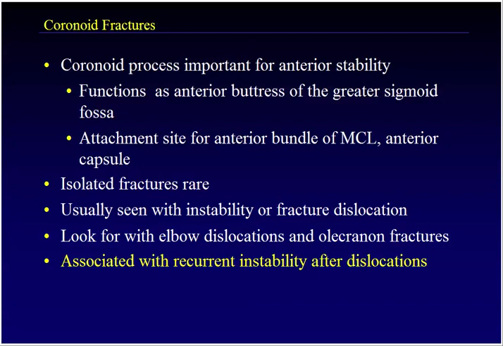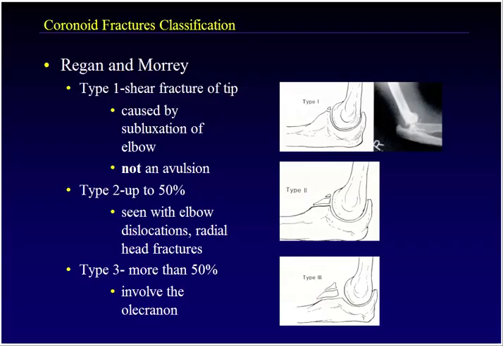And if you have a patient that has an elbow dislocation, you can anticipate that if there is a concomitant coronoid fracture, the elbow is likely going to be unstable post-reduction, particularly with large coronoid fractures. The Mori classification of coronoid fractures is based on the size of the coronoid fragment.